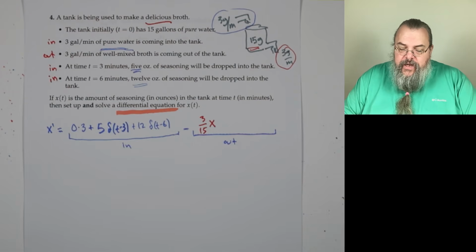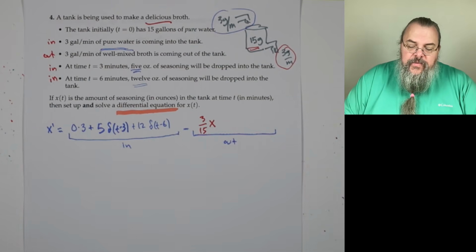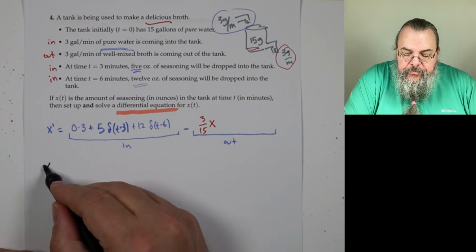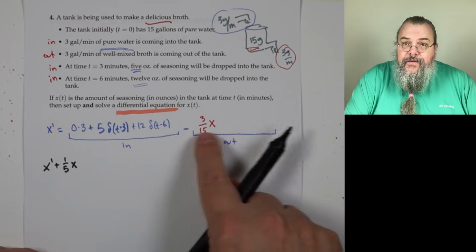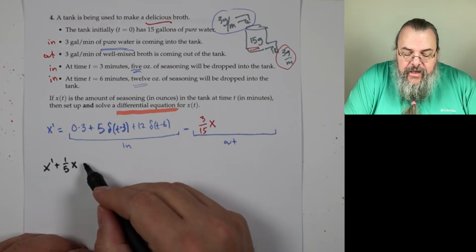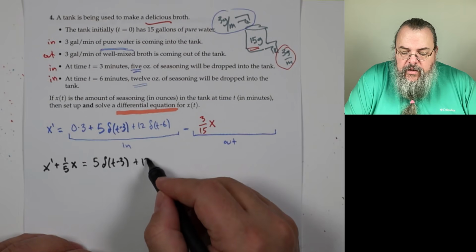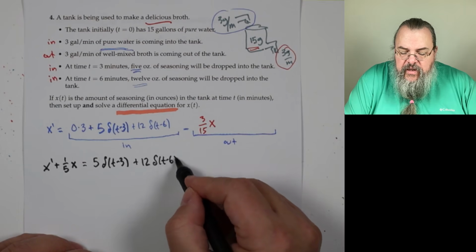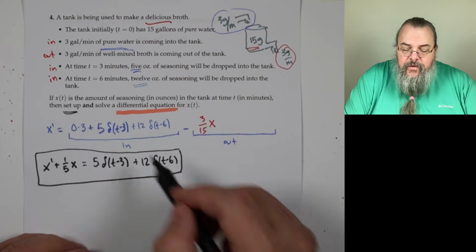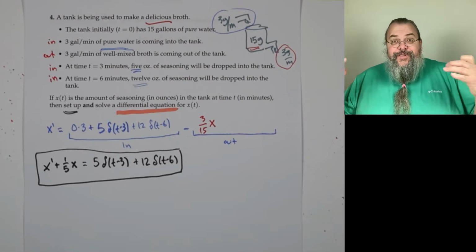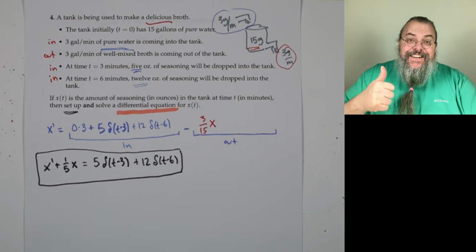And we can rewrite this. Of course, 3 over 15 is 1 over 5. And we'll move that across. So we get x prime plus 1 over 5 x, moves across, equal to 5 delta t minus 3 plus 12 delta t minus 6. Now, it did ask us to set up, so that is part of our answer. So the setup is done. Cool. We're making progress. Nice.